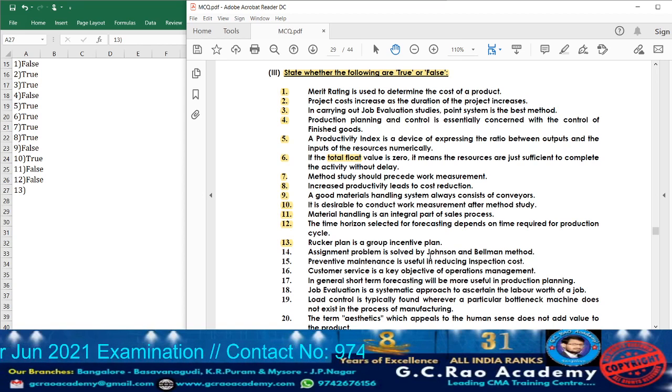By how do they try to reduce the production cost? By correlating the labor cost to that of the cost of production. They are going to try to correlate the labor cost to that of the production cost. In that manner, usually the Rooker plan will be applicable as a group incentive plan.